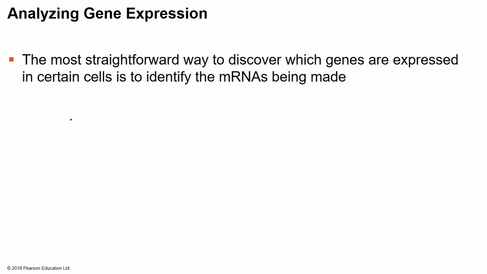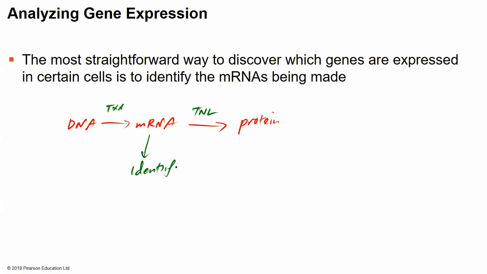Remember, gene expression for most genes starts with the DNA being transcribed into mRNA, and then we have translation of the mRNA into a protein. So here we have transcription, and here we have translation. Now, if we could identify the presence of mRNA for a specific gene, this means that probably the gene is being expressed. If we find an mRNA for a specific gene inside the cytoplasm of cells, this means that the gene is being expressed. Sometimes we could also be looking at the protein.